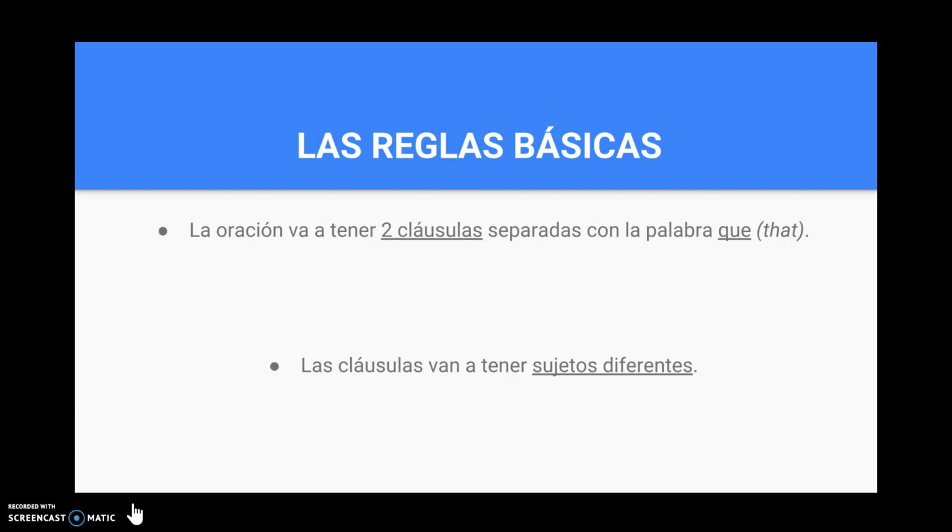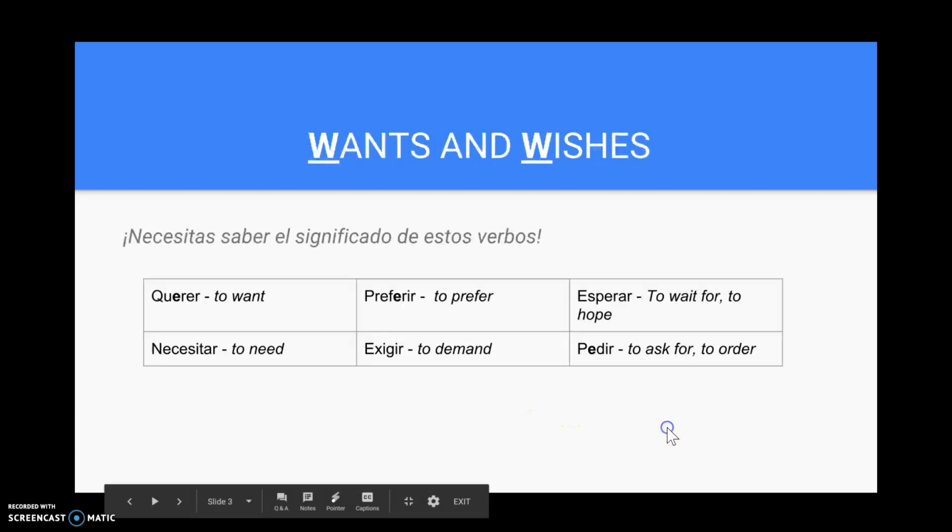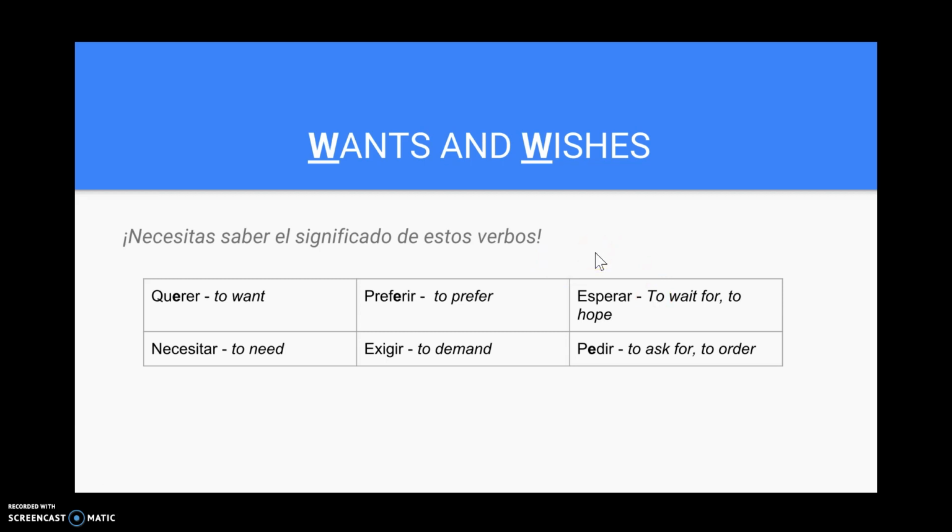So what you need to know first is what verbs in the first clause would trigger the subjunctive. So we start off with W, wants and wishes, and I would strongly advise that if needed, you write down the meanings of any verbs at the bottom of página 6, any verbs you don't remember well. What you need to know is that if you see one of these verbs in the first clause of a sentence, and the second clause is a different subject, you need to use the subjunctive in the second clause. You have querer to want, necesitar to need, preferir to prefer, exigir to demand, esperar to wait for or to hope, and pedir to ask for or to order.